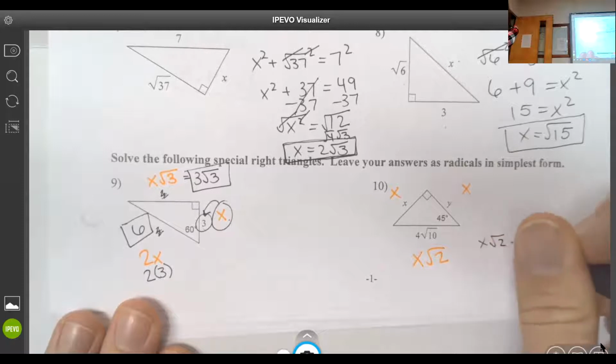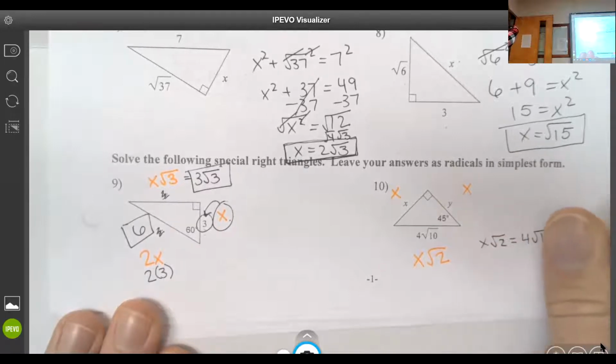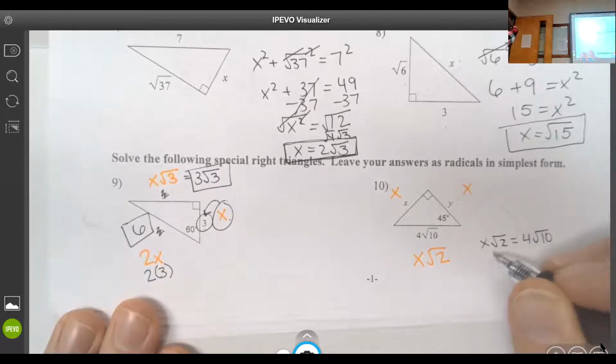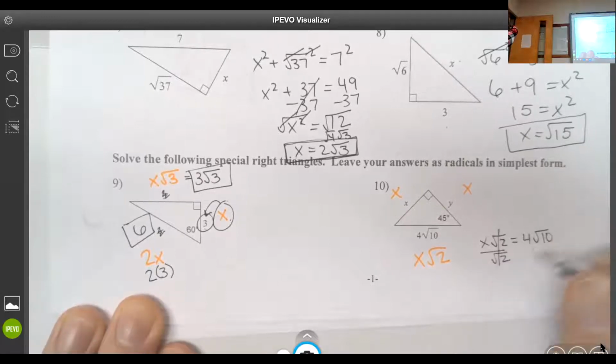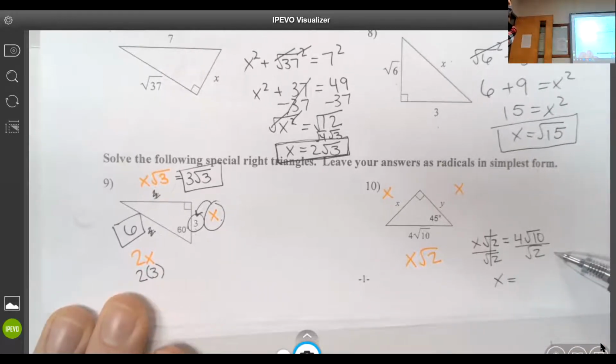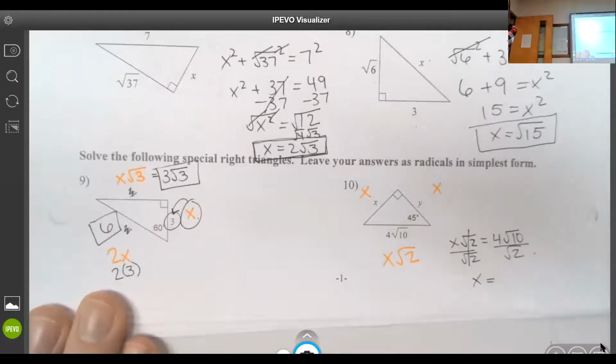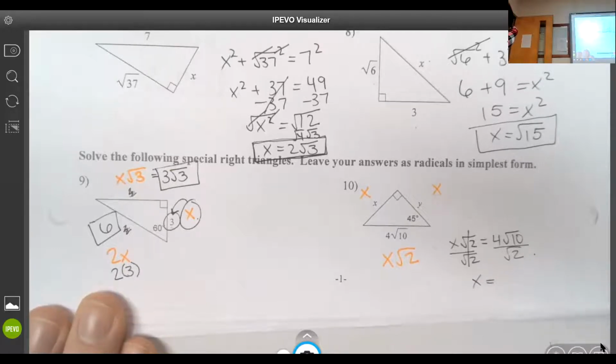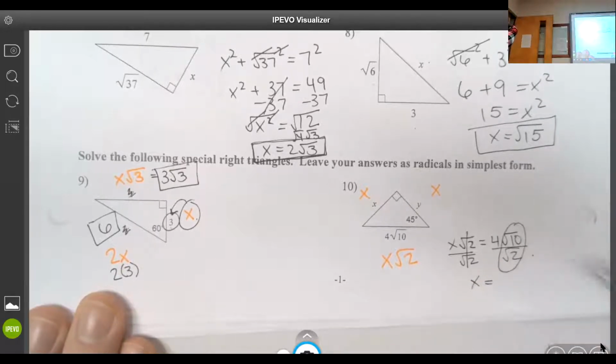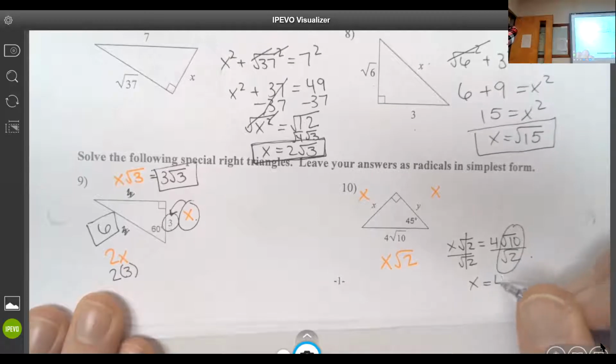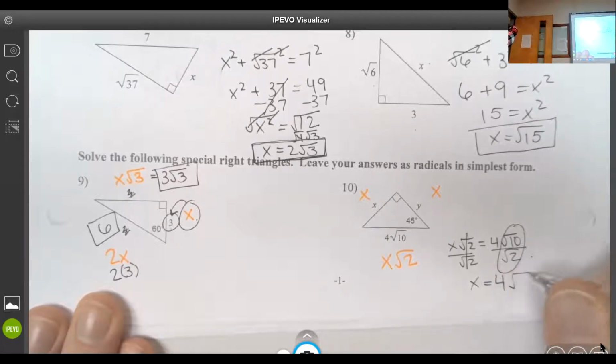If x rad 2 equals 4 rad 10, to find what x is, I need to divide by rad 2, which I actually don't need to rationalize the denominator here. If you did, you'll end up with the same answer anyway. But because these can be reduced and they're both radicals, 10 over 2 is just 5.